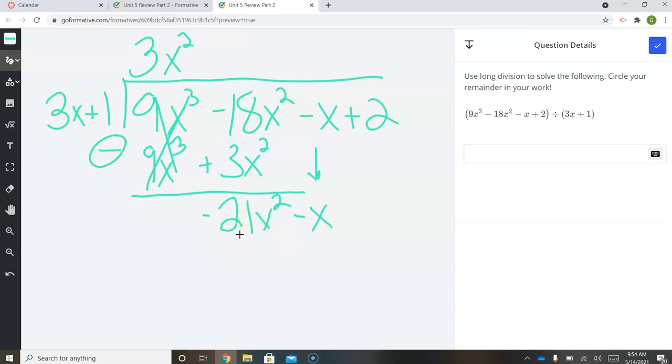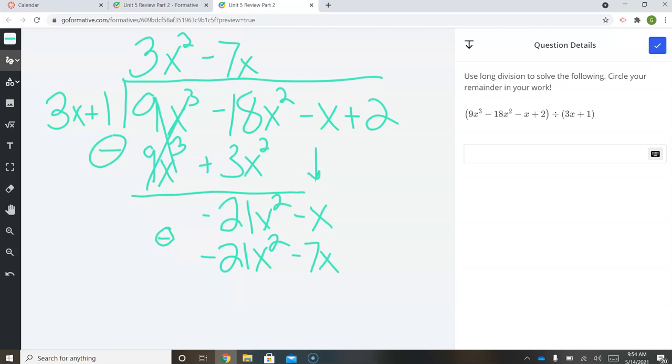And now we're right back at the start where we're looking at 3x and negative 21x squared. How do I make 3x become negative 21x squared? Is multiplying by negative 7x. Do your distribution. 3x times negative 7x is negative 21x squared. We want those to match once again. 1 times negative 7 is negative 7x. Now we're at that subtraction part.